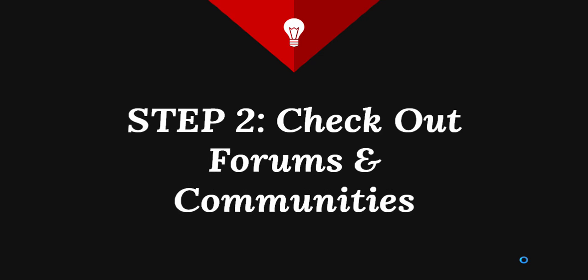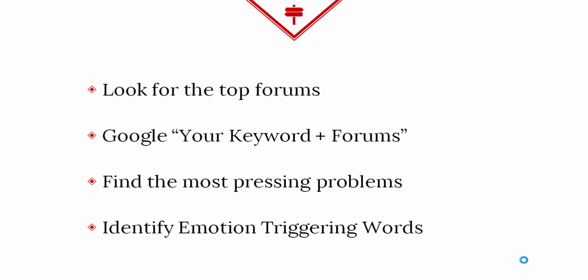So the next step, number 2, is to check out forums and communities. Now this is a very important step, and I am sure that you might have heard of this in some places, and let me show you what I mean by this. So what I basically mean is that you need to look for the top forums, and this can be in any niche. You can Google your keyword plus forums, and through the forums you can find the most pressing problems. You can identify emotion triggering words. Let me show you what I mean.